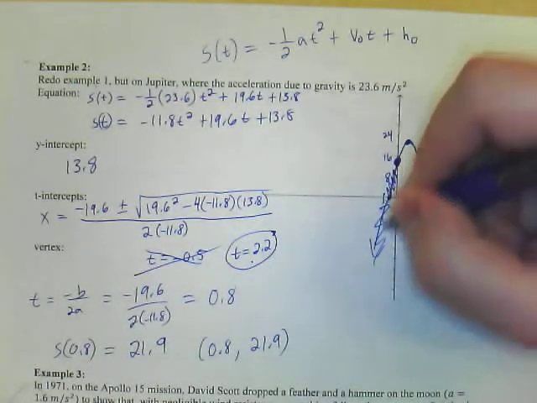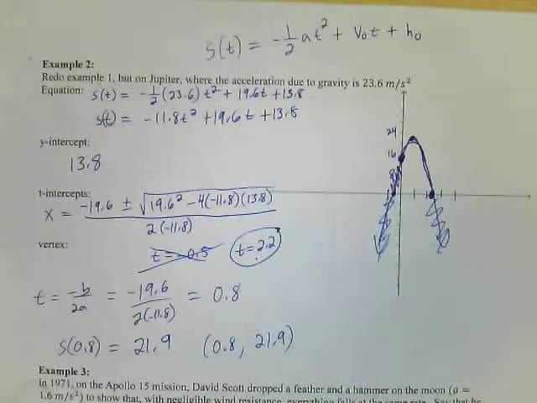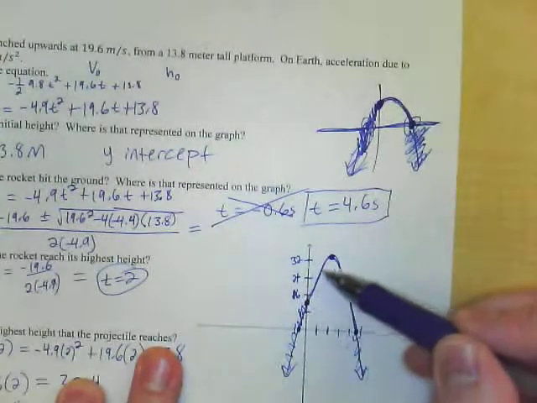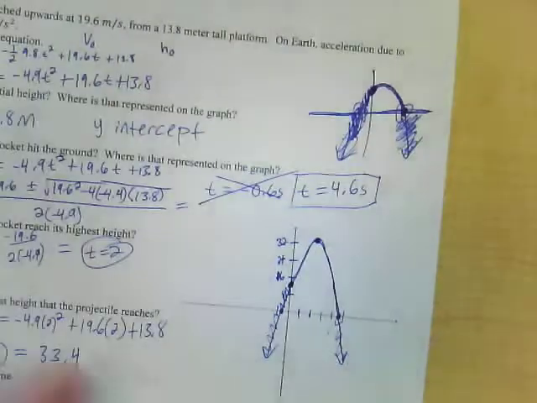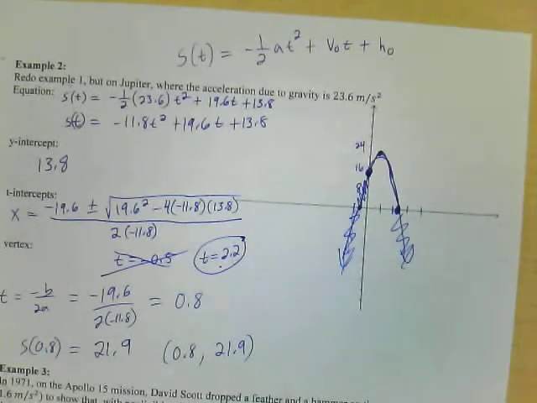And this is happening before we even launch it, so that doesn't matter. All we care about is this part right here. So you can see from the graphs, if we compare them, this one goes quite a bit higher and is in the air quite a bit longer, and this one quite a bit less because Jupiter has more gravity.